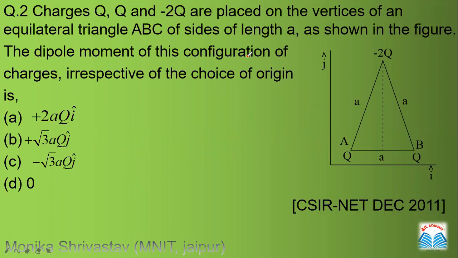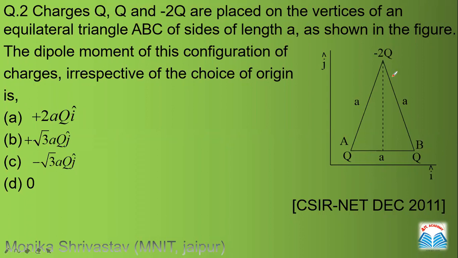Nice question. This question is from NET December 2011, and these types of questions repeat if they are asking the net dipole moment for any system. Sometimes they put a square, sometimes a triangle, sometimes a pentagon, and sometimes a hexagon, and so on. They ask the same thing, the dipole moment of that configuration, and just by changing the values of q, we can have different results.